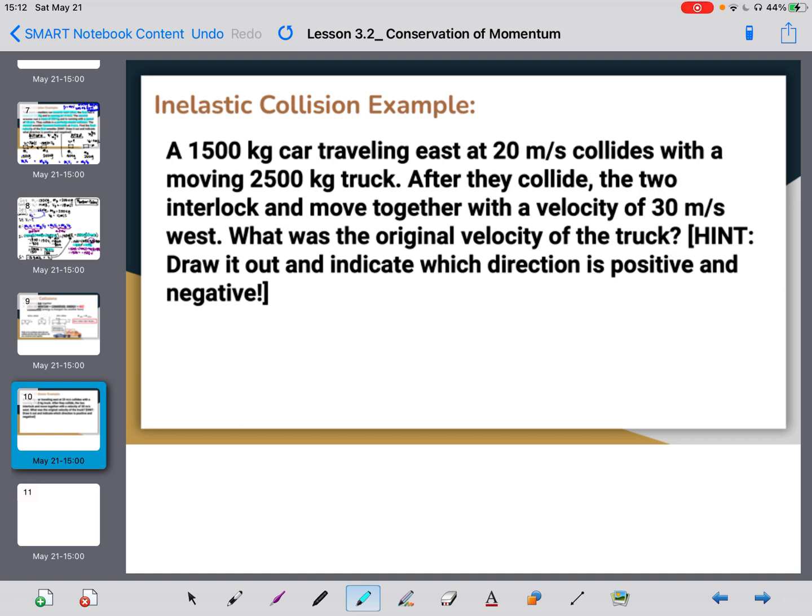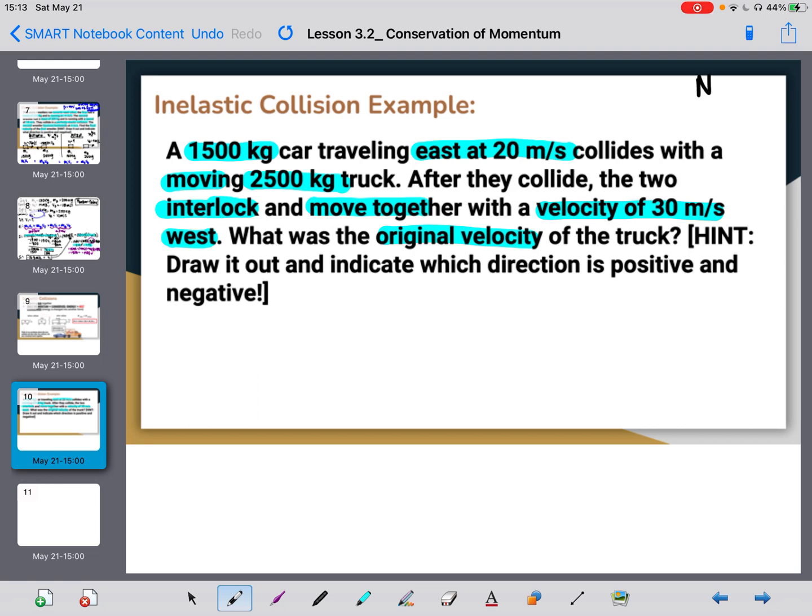Hint, draw it out and indicate which direction is positive and negative. So I have a 1,500 kilogram car traveling east at 20 meters per second. It collides with another moving 2,500 kilogram truck. After their collision happens, they interlock, which means that they are stuck together, and they move together with a velocity of 30 meters per second west. What was the original velocity of the truck?